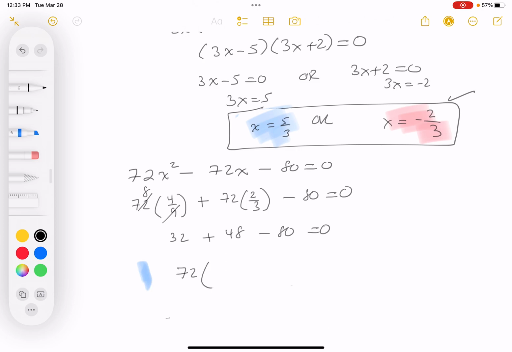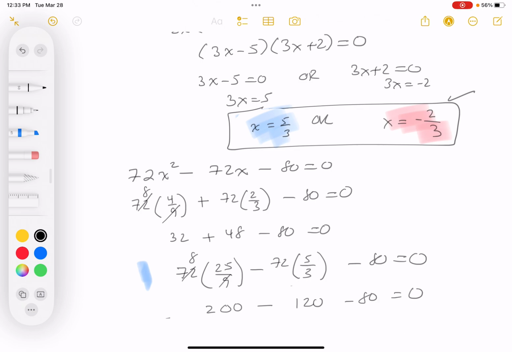72. We're going to square that number, which is 25/9. Then we have minus 72 times 5/3. And then we have minus 80. And we want that to equal 0. What do you get over here? Well, 9 goes into 72 8 times, and 8 times 25 is 200. That's not so bad. 3 goes into 72 24 times, and 24 times 5 is 120. Does that equal 0? It does. Because 200 minus 120 is 80, and 80 minus 80 is 0. So both of them work.